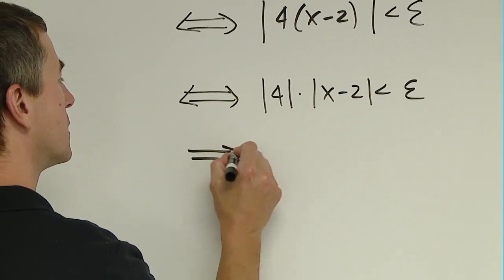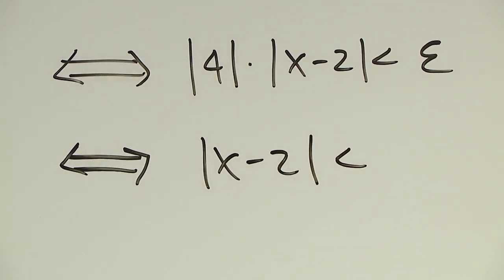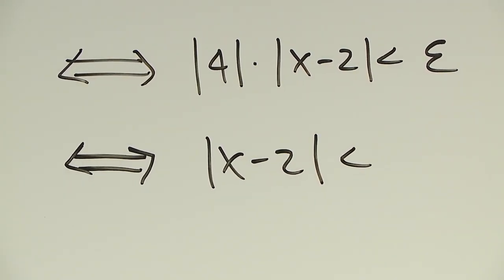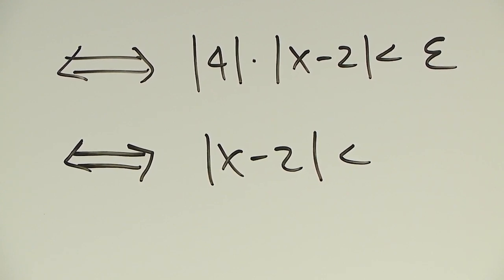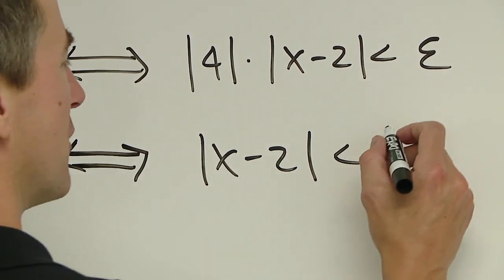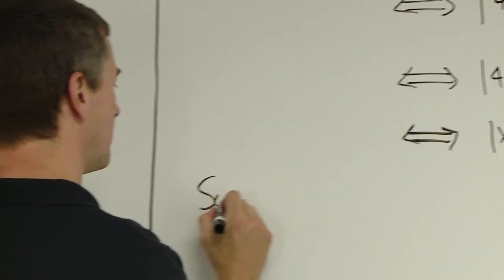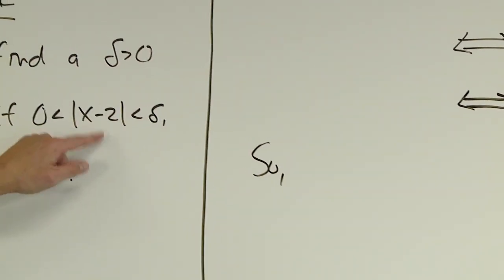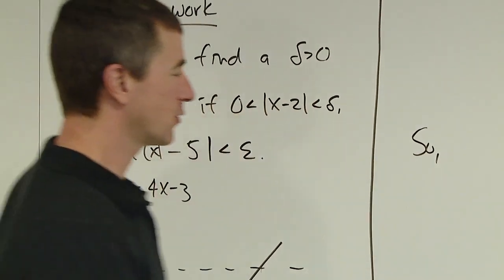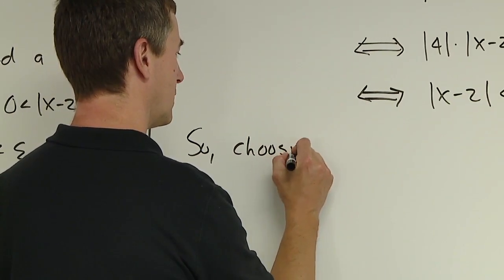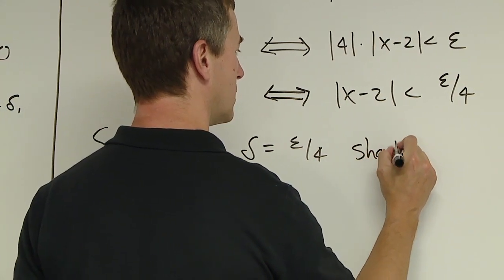So we did in 2 steps what Phil was suggesting we do in 1. So x minus 2 less than. But then saying absolute value of 4 is really just the same as saying 4, right? The absolute value of 4 is 4. The absolute value of a positive number is itself. So absolute value of x minus 2 is less than epsilon over 4. So we've ended up with exactly what we wanted. X minus 2 less than some quantity. In other words, choosing delta to be epsilon over 4 should work.